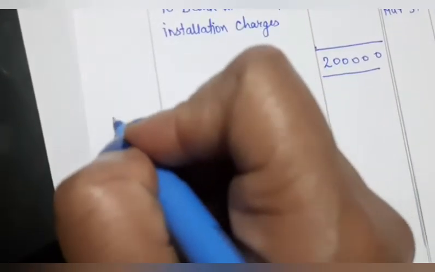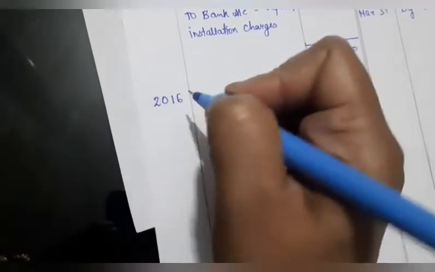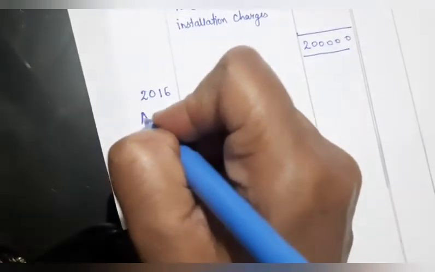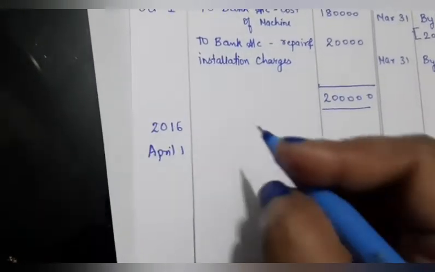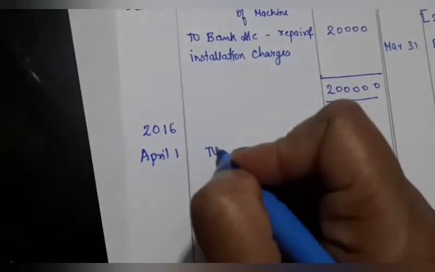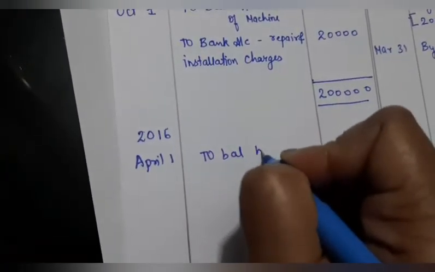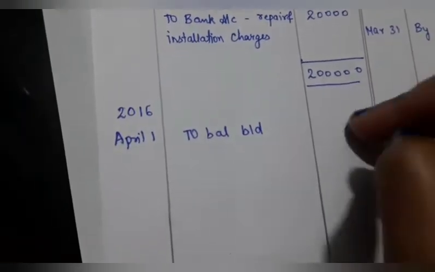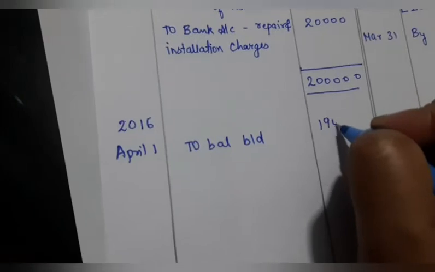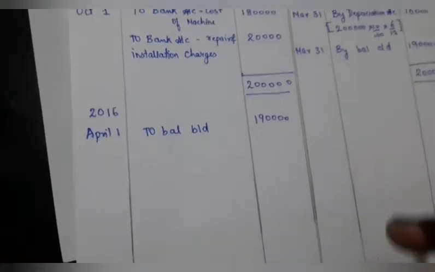So that is the carry down. Okay. Now next financial year, 2016, April 1. What will you write here? To balance brought down. Okay, how much is the balance? The same 1,90,000 we will write over here as the balance amount.